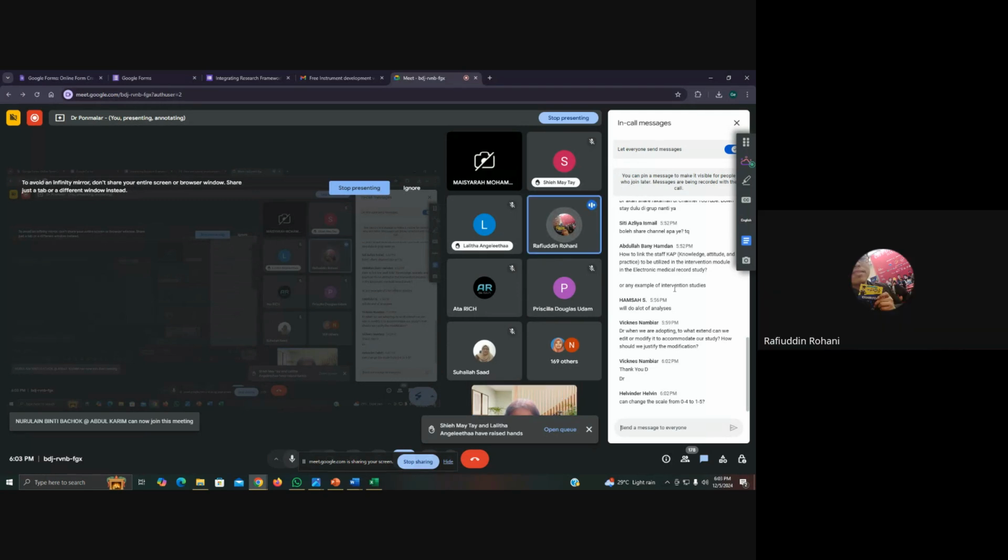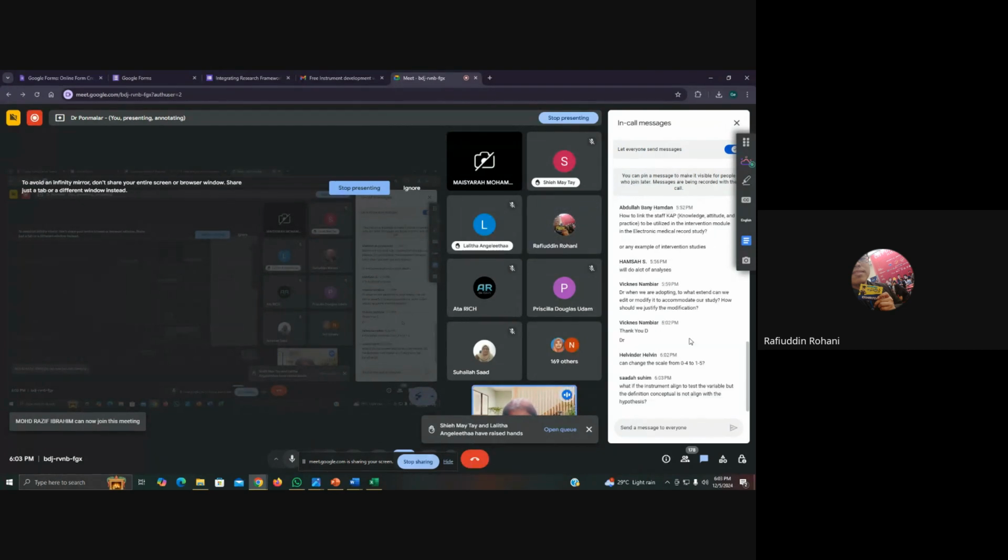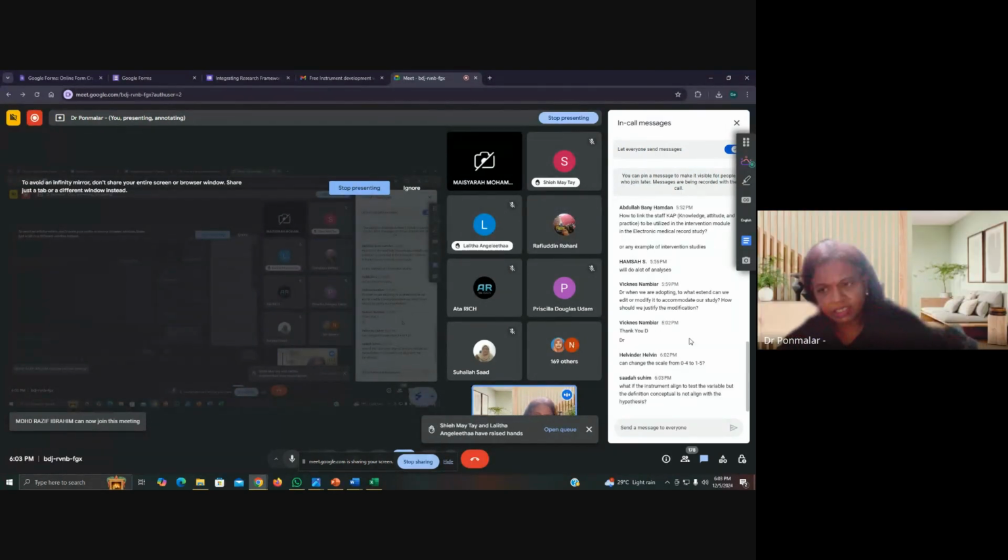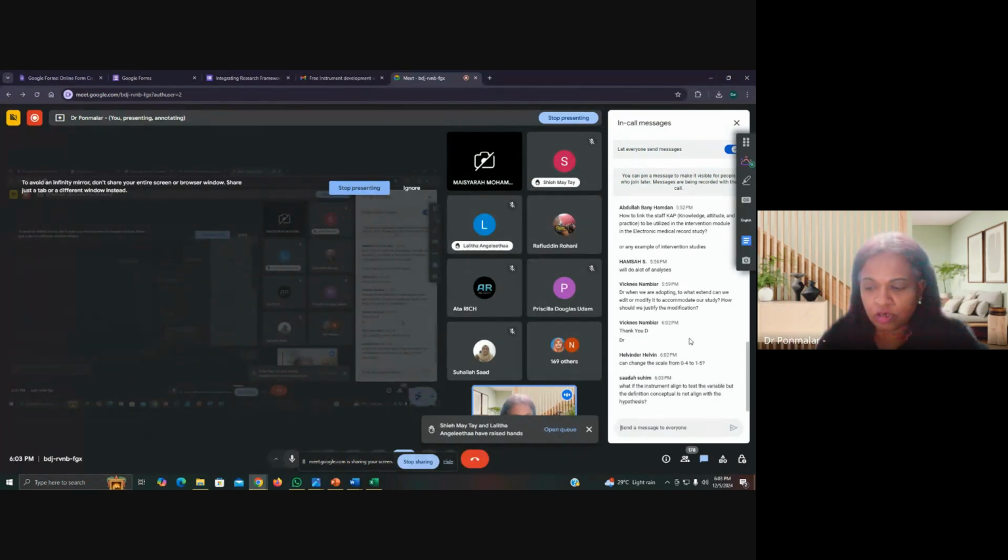Maybe the last one for this session. Can we change the scale from 0 to 4 to 0 to 5? Yes, you can change it, because scales sometimes need to be changed. Sometimes the original paper will give you 1 to 5. Secondly, they will also give, like, strongly agree to strongly disagree, which may not be appropriate to our context. Then that part we can change. We can also give a different meaning.